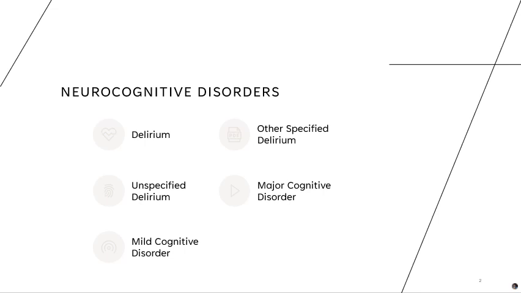Delirium differs from major and mild neurocognitive disorders in that it develops rapidly, in hours or days, and can be linked to medical conditions, substance intoxication or withdrawal, or other causes. Delirium is also unique in that it can completely resolve if the underlying cause is treated.